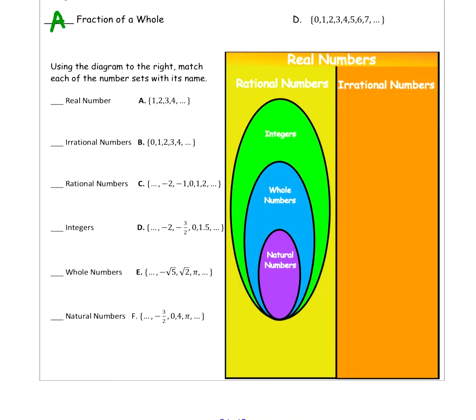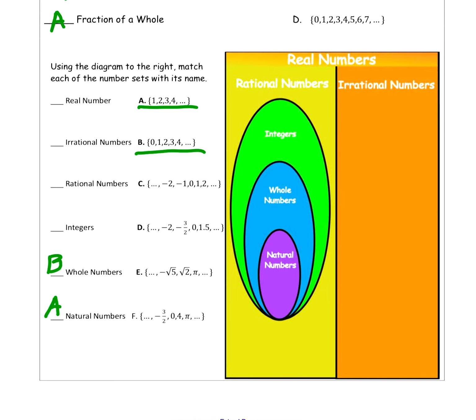But all the natural numbers are also going to be whole numbers because that circle is inside the whole numbers. So when I take a look at this, what appear to be the natural numbers here? If you take a look at A and take a look at B, A is looking the exact same as B, but B has an added 0 on the end that A does not have. So natural numbers is going to be A, and then the whole numbers just add 0 and take all the natural numbers. So whole numbers would be B.